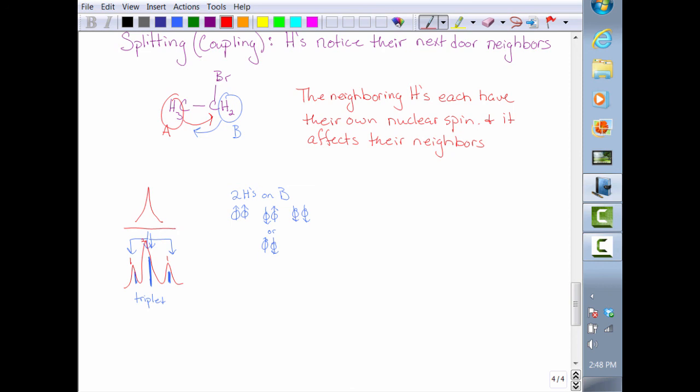Or another way to say it is that the number of splitting lines for A is going to be equal to the number of neighboring hydrogens plus 1. So the number of lines for A is equal to the number of neighboring hydrogens plus 1. Right? So if we had 2 neighbors, then we get a triplet, 3 lines. So you can have doublets, triplets, quartets, and if you can tell what it is, then you can call it a doublet, a triplet, or a quartet, but sometimes they're really messy, and you just call it a multiplet.